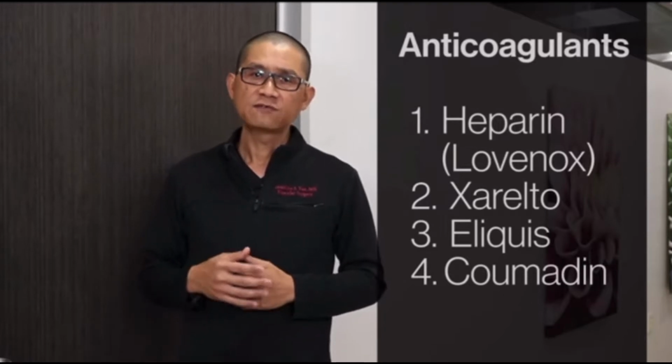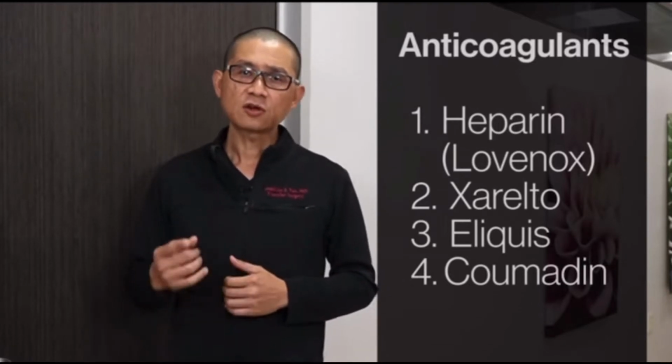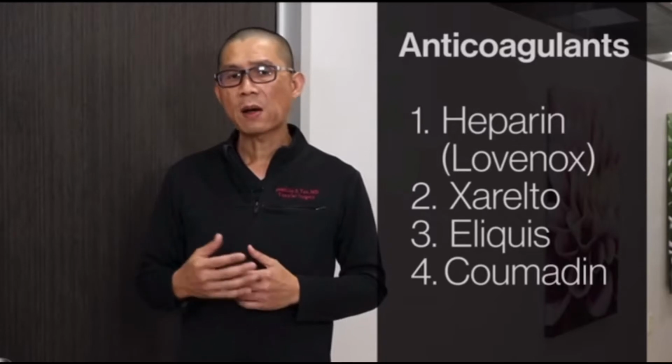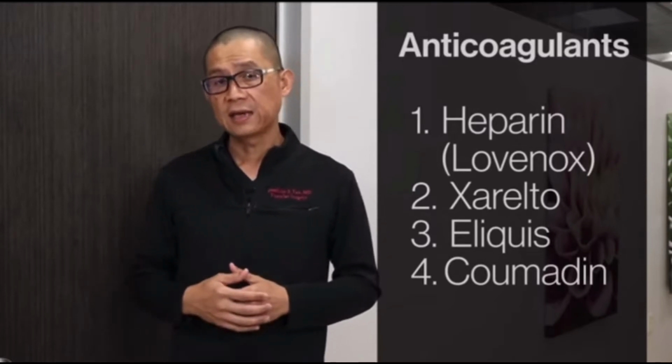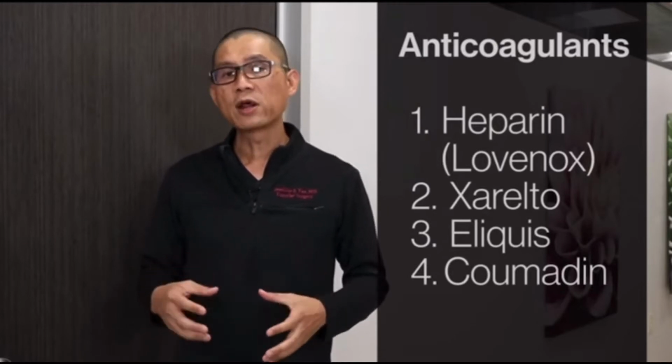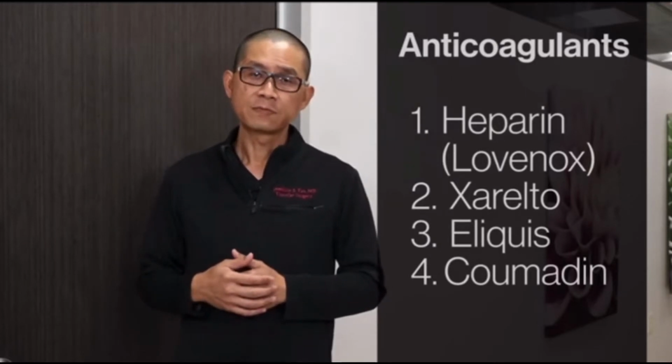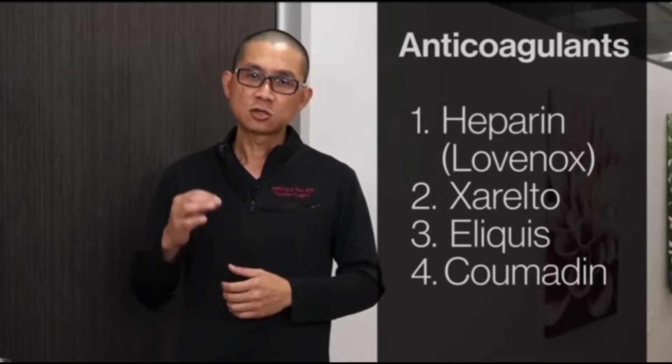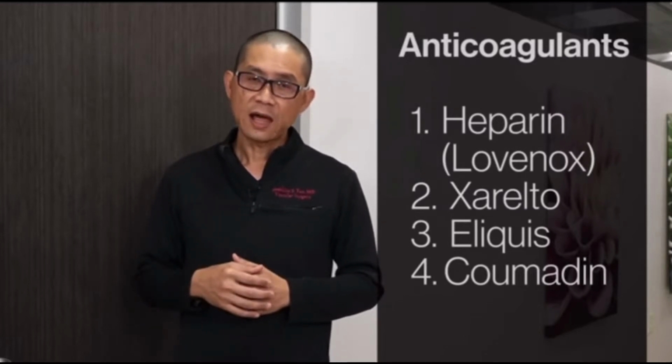The anticoagulants have two major effects. The first is that it prevents the propagation or the growth of the clot, and the second is that it prevents the embolization, or the clot breaking loose and going to the lungs. The anticoagulants do not have a direct effect on dissolving the clot.